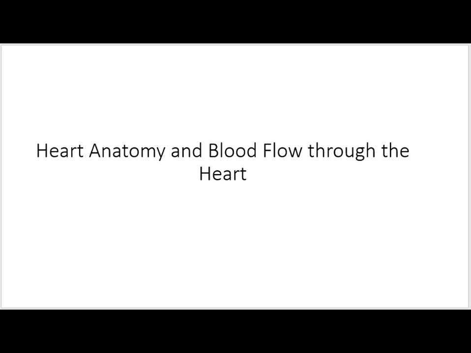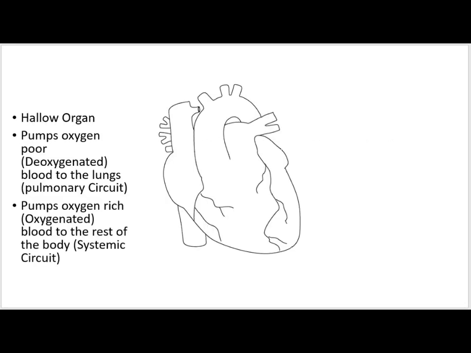In this video, we're going to speak about the anatomy of the heart and blood flow through the heart. The heart is a hollow muscular organ that pumps oxygen-poor blood to the lungs through a network of blood vessels, and then from the lungs it picks up oxygen and becomes oxygen-rich blood. The oxygen-rich blood comes back to the heart, and then the heart pumps this oxygen-rich blood throughout the body, again through a network of blood vessels, and then gas exchange occurs. So we're going to look at this in detail.